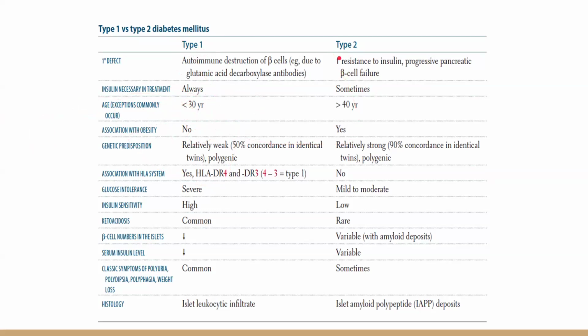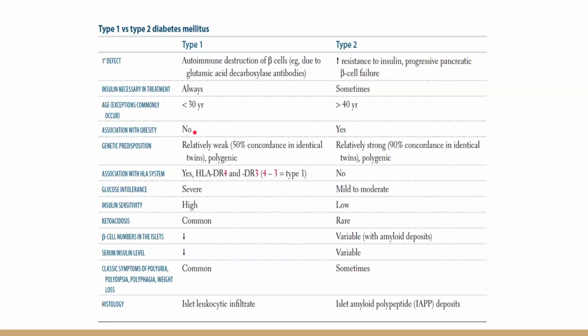Okay, type 2, over 40 years. So he'll bring a 65-year-old man who comes in with a problem. Yada, yada, yada. Okay. Association with obesity. Do you have obesity in type 1? No. Why? Because you have no insulin, right?